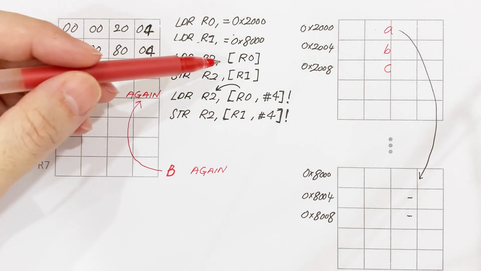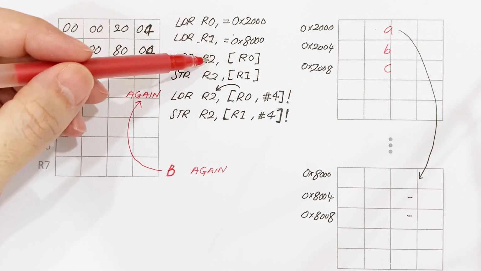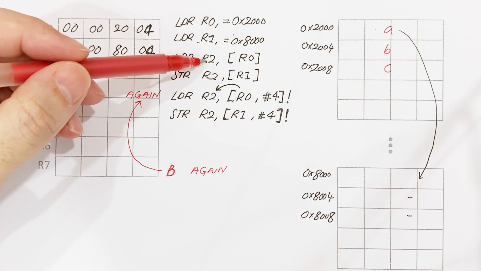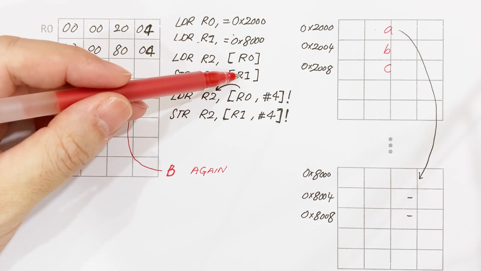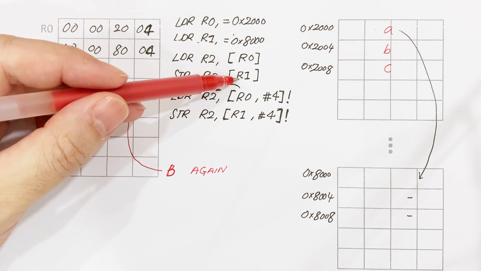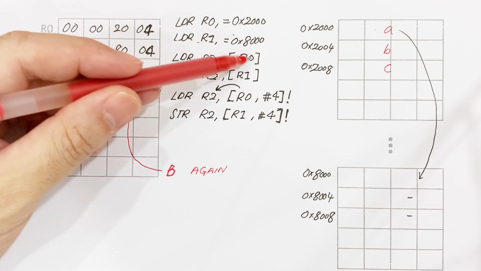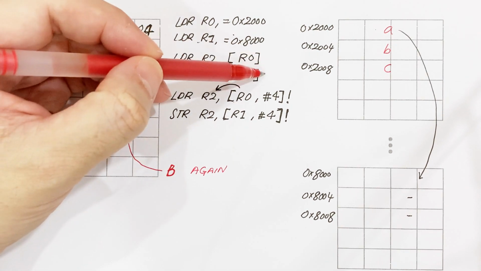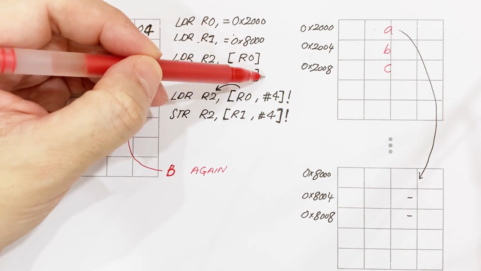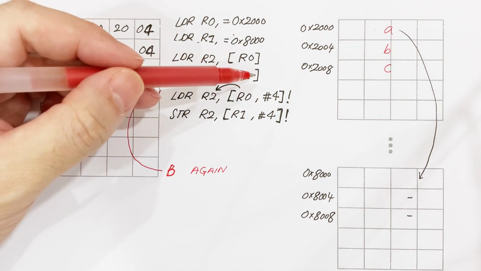So on the third line, we load a value from memory to register 2, and we store the value from register 2 back to the memory. The addresses are 2000 and 8000. In this case, we don't have the pre-index addressing mode, so the values never change.